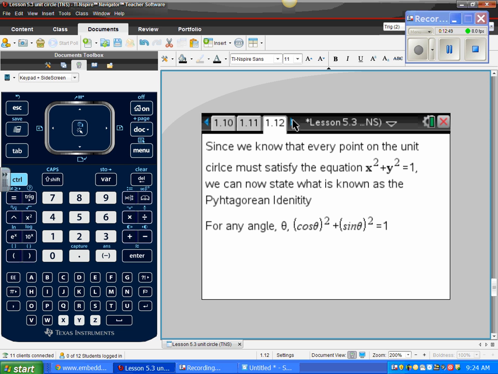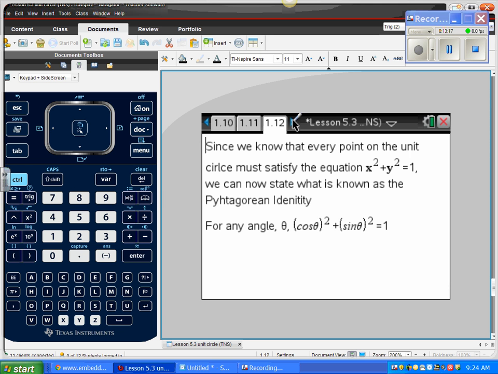11 pi over 6. Okay, since we know that every point on the unit circle has to satisfy x squared plus y squared equals 1, it allows us to create what's called the Pythagorean identity. The reason every point on there has to satisfy x squared plus y squared equals 1 is that's the equation of the unit circle. It's centered at the origin, and it has a radius of 1, okay? What I mean by every point must satisfy it is that every point we have determined on that paper plate, if I plug in the x and the y, and I square them and add them together, it has a sum of what? 1, okay?